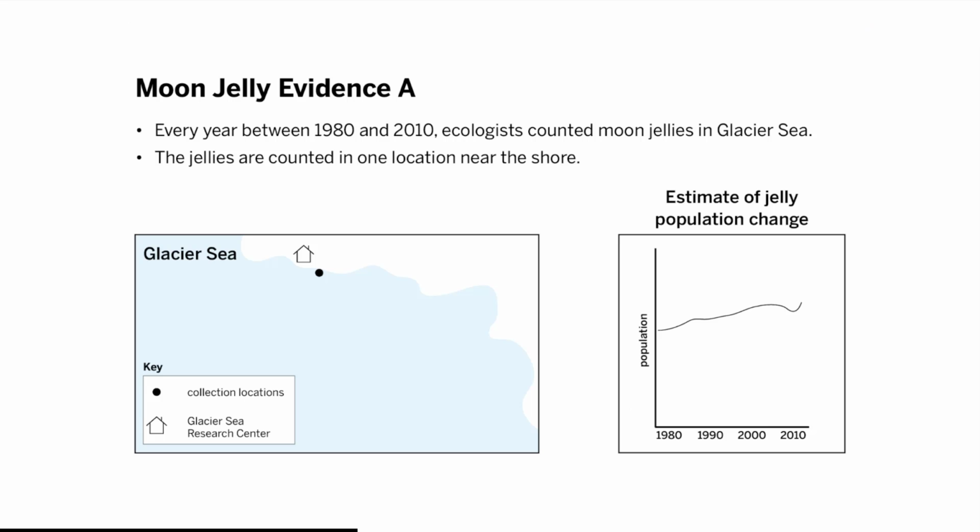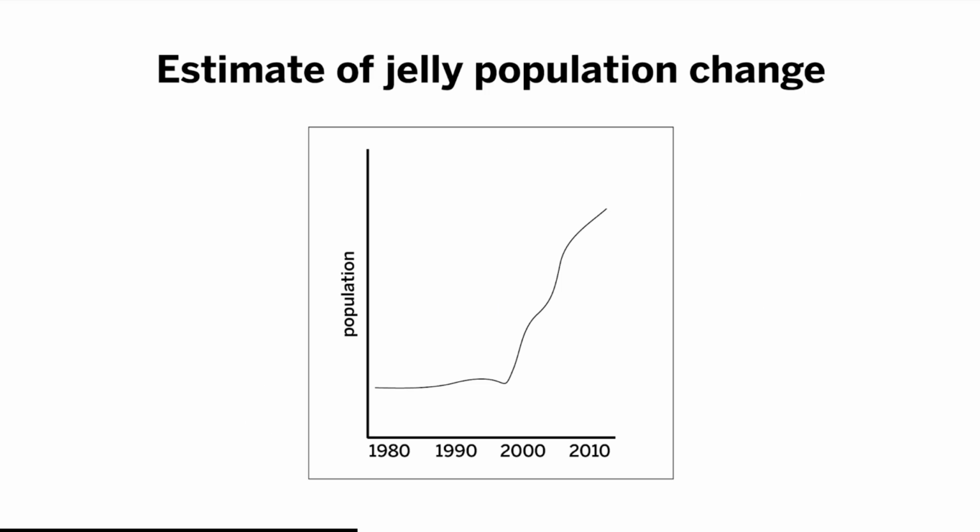Moon jelly evidence B best represents the whole population because samples were collected at a greater number of locations. The samples described on moon jelly evidence A were collected at just one location. Counting more jellies at different locations provides a better representation of the entire jelly population. The graph shows estimates of the moon jelly population size change based on the samples. The graphs are not the same because the samples collected are not the same. The graph from moon jelly evidence B provides a more accurate estimate of the change in the jelly population.